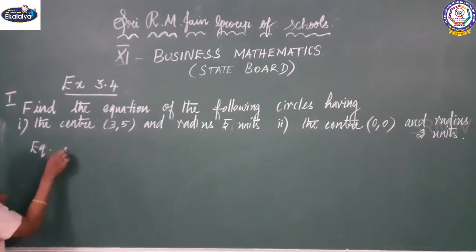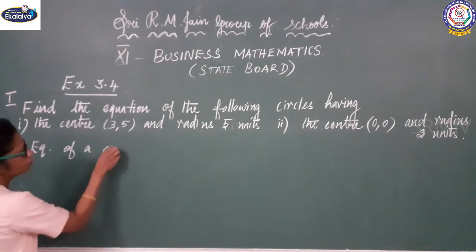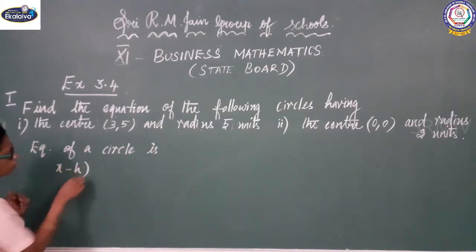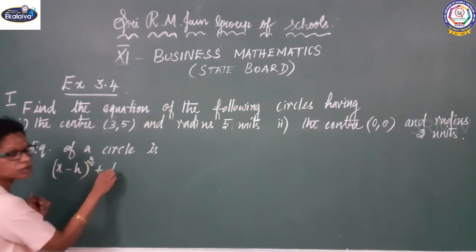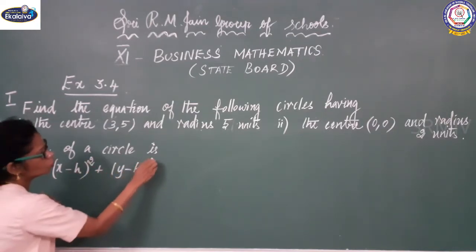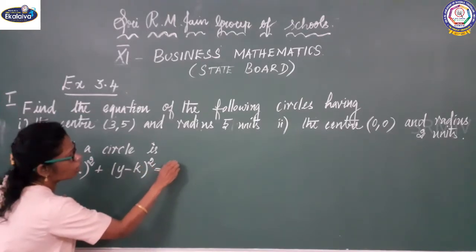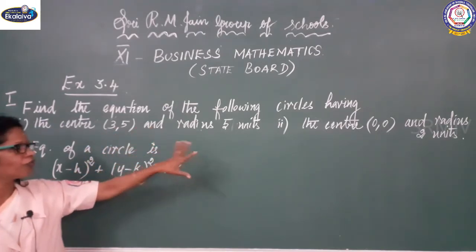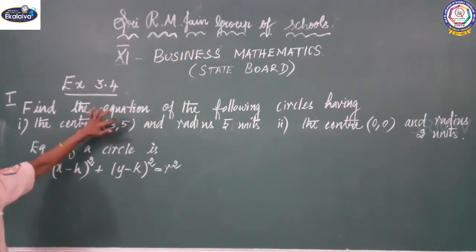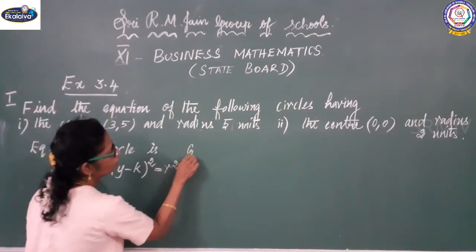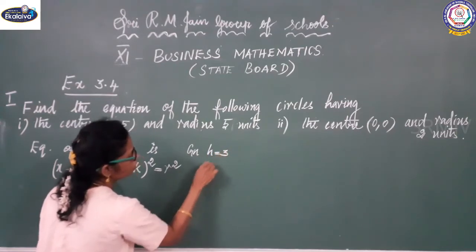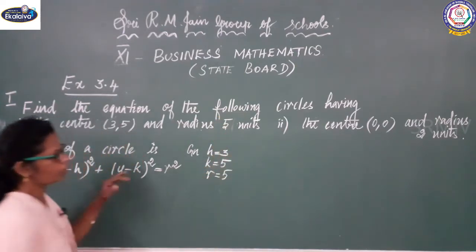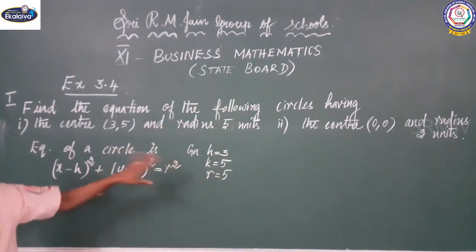The equation of a circle is x minus h the whole square plus y minus k the whole square equals r square. Here your center is what? 3, 5. Radius is 5. That means h is equal to 3, k is equal to 5. Given h equals 3, k equals 5, r equals 5. Got it? Everything that is given, you are going to use and replace in the formula.